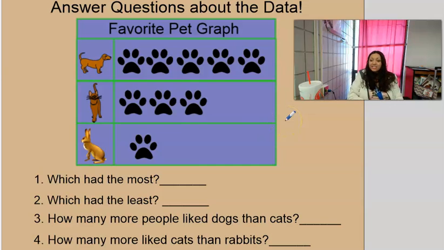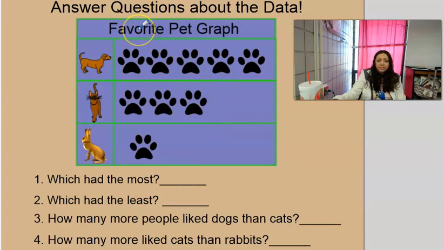Hi guys, so today we're going to go back over some of the graphs that we saw and try to figure out some information from them, okay? On the screen you can see that we're going to answer some questions about data. And remember that word data is one of our vocabulary words we talked about this week, and it just means information. So this is a pictograph. Remember, it has pictures to help us.